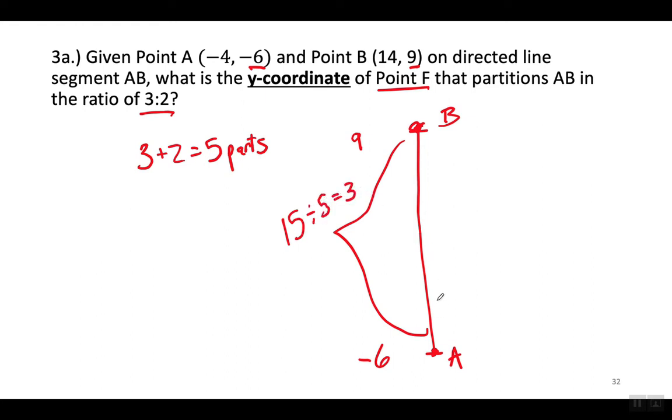So that means that each one of these 5 parts, 2, 3, 4, and 5, okay? Each one has to be 3 units long. So if I'm starting at -6, this would be -3, 0, 3, 6, and 9. All right, so our ratio of 3 to 2 would be right here, and the coordinate is +3.